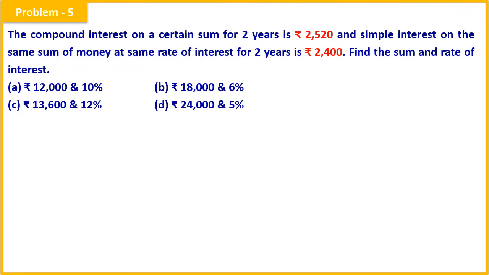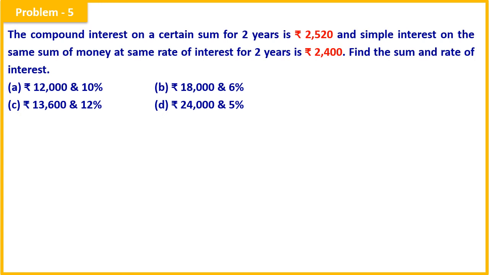Problem number 5. The compound interest on a certain sum for 2 years is rupees 2520 and the simple interest on the same sum of money at the same rate of interest for 2 years is rupees 2400. Find the sum and rate of interest. Well, you can pause this video and try the question on paper, and once you have solved it, you can resume the video to look for the solution.